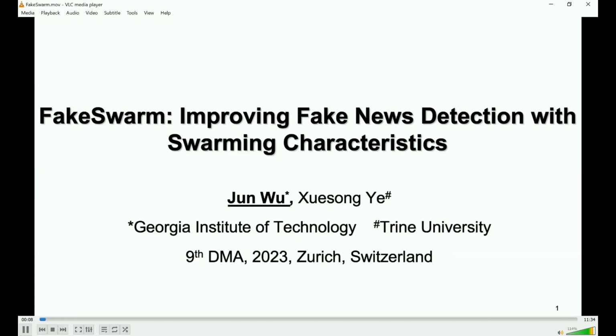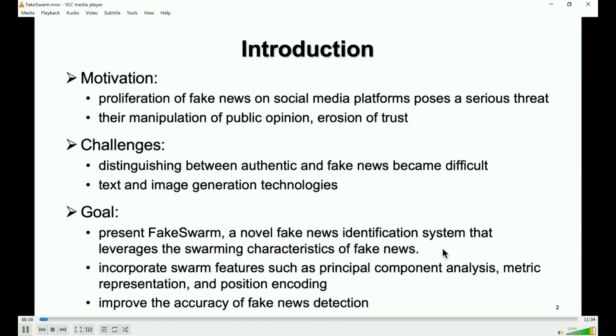With swarming characteristics. The proliferation of fake news on social media platforms poses a serious threat to society, including misinformation, manipulation of public opinion, and so on. The challenge of distinguishing between authentic and fake news has become difficult due to the appearance of text and image generation techniques, leading to a growth in need for machine learning algorithms that can effectively detect and combat fake news.